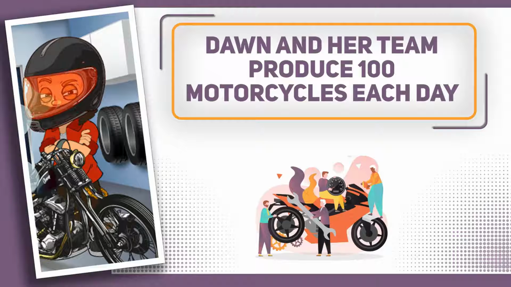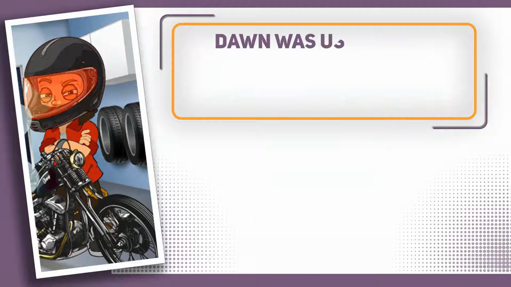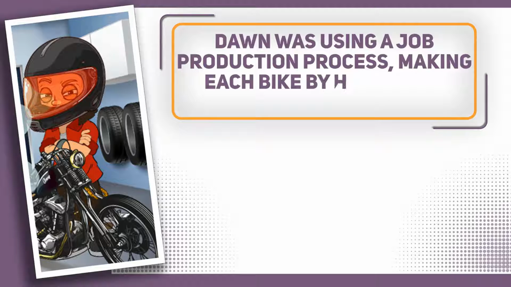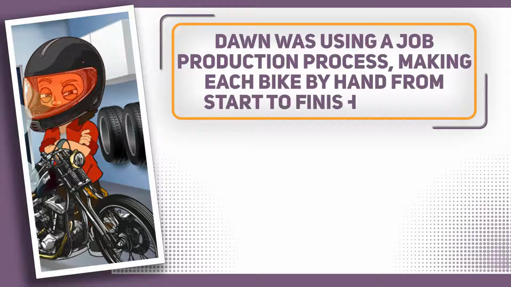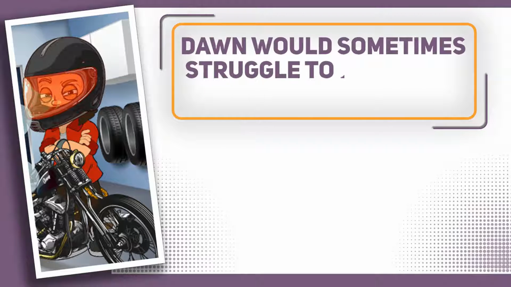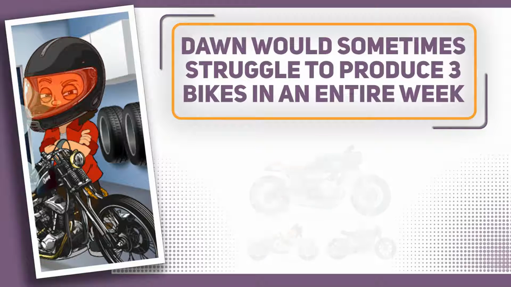When Dawn started Tough Steel Motorcycles, she wasn't using flow production there. She didn't have the space to set up a production line in her garage, or the money to invest in all of that technology. Instead, Dawn was using a job production process, making each bike by hand from start to finish all herself. Each bike was unique, but the time that it took was insane. Dawn would sometimes struggle to produce 3 bikes in an entire week.